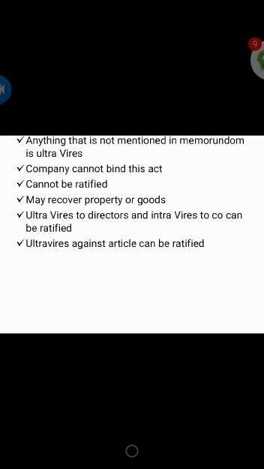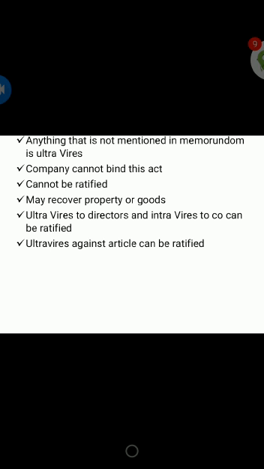Then the next is that it cannot be ratified. Any transaction which is in the nature of ultra vires cannot be ratified even if the shareholders give approval for the transaction. Even if all the members give approval for this transaction, it cannot be ratified. Even if approval from the shareholders is given, we cannot change the transaction.